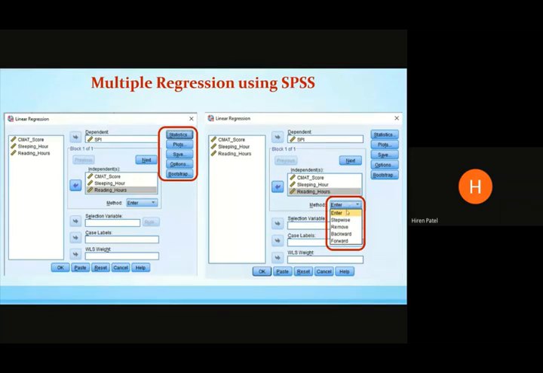So the first one is the enter method, wherein you select all the variables. Generally, enter is the default setting, and when you click on it, you will get the answers. Stepwise regression, which we understood. We have also understood forward selection and backward elimination as well.